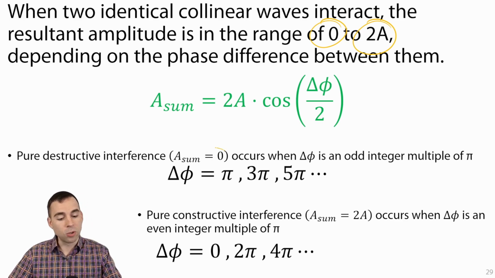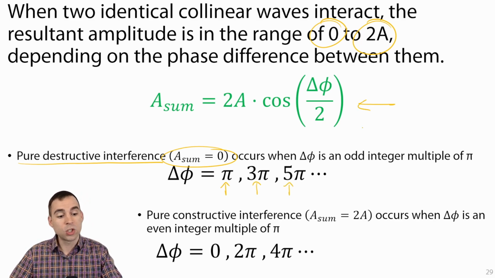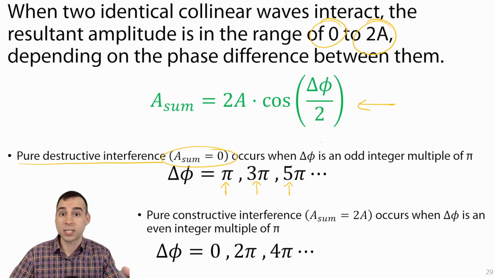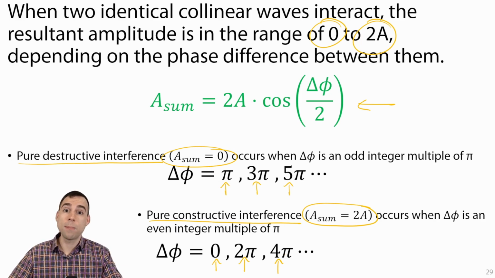A 0 amplitude would be obtained for the case of pure destructive interference, and we would get pure destructive interference when our phase shift was an odd integer of pi. If we plug in an odd integer of pi into the superposition equation, it will return a resultant amplitude of 0. On the other hand, if we wanted pure constructive interference, we would have a resultant amplitude that was twice the amplitude of the individual waves, and this would be obtained for even multiples of pi in our phase shift. If we plug in 2 pi into this resultant amplitude equation, we would get a maximum amplitude.